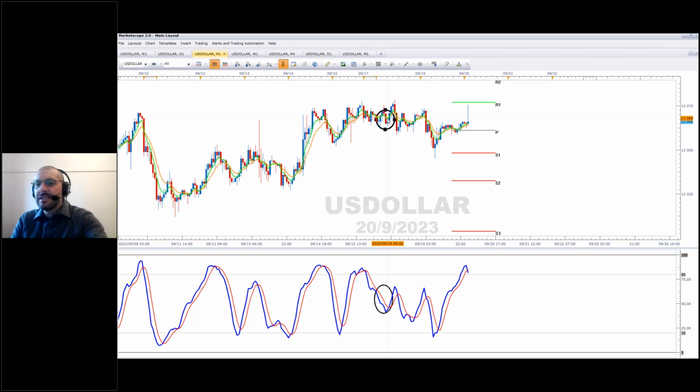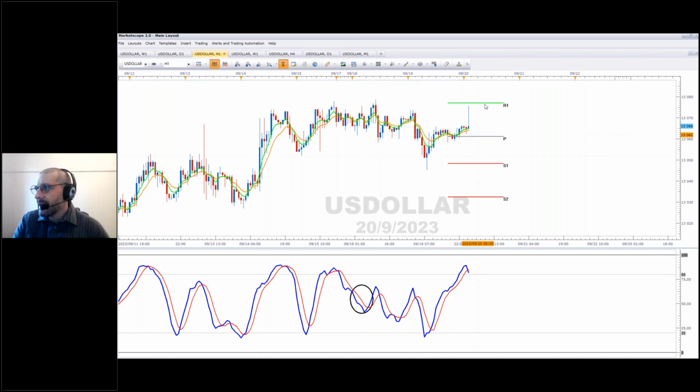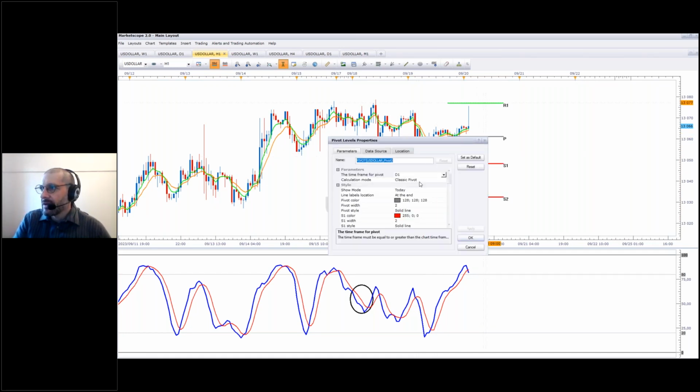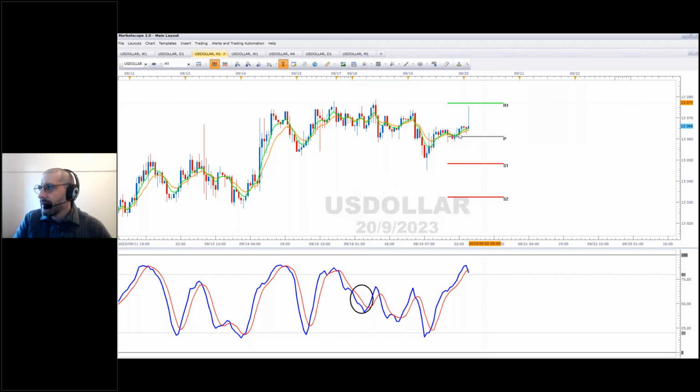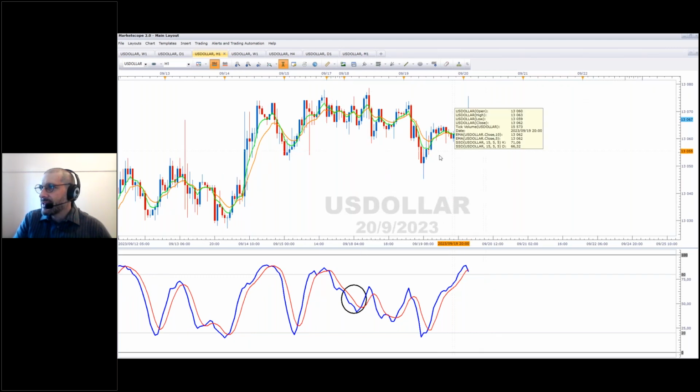You can see right away that the R1 is acting as current resistance. So what we've got here, let's just start off. I add in the pivots here. These are classic pivots that I'd use. The green moving average is a 5-period exponential moving average.